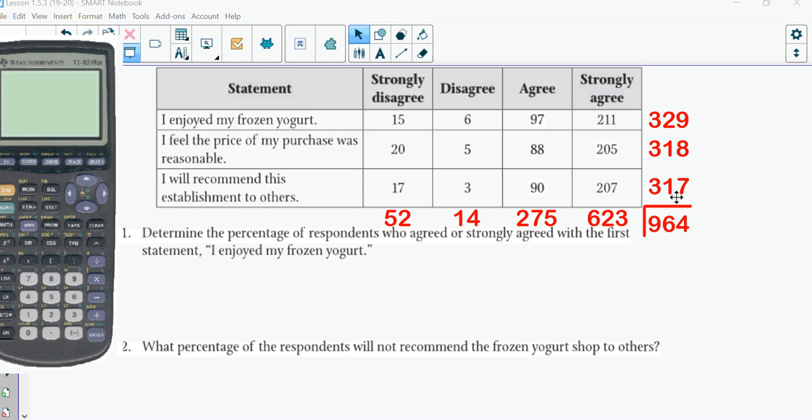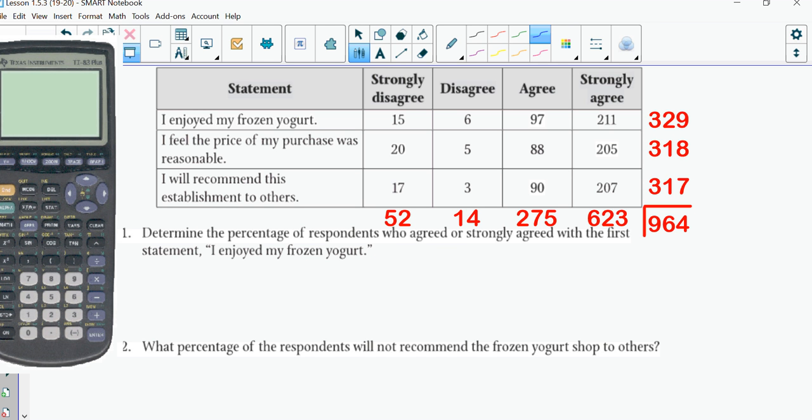So you can see that some people might have answered all 3, might have only answered 1 or 2, but obviously these numbers not being the same means some people answered 1 without the others. All right, and then how many people strongly disagreed versus disagree, agree, and strongly agree? 964 total responses. All right, this warm-up is actually pretty much the same as what you did in Math 1 and Math 2.